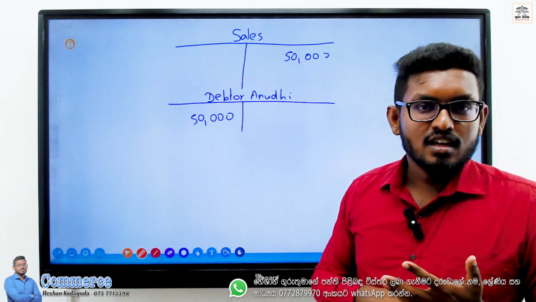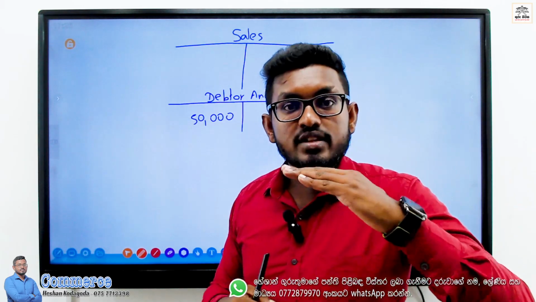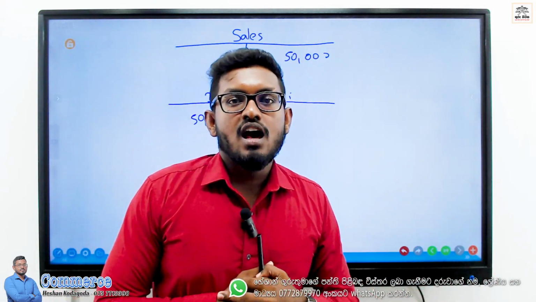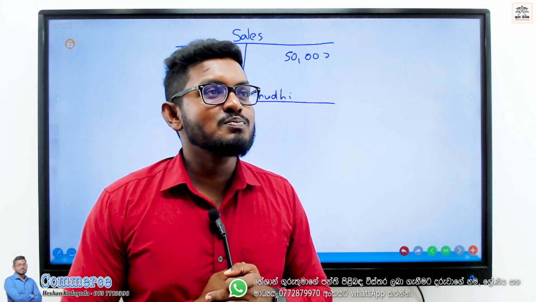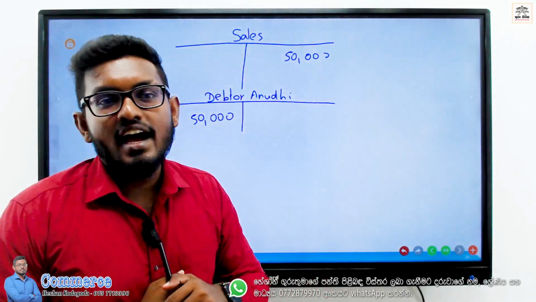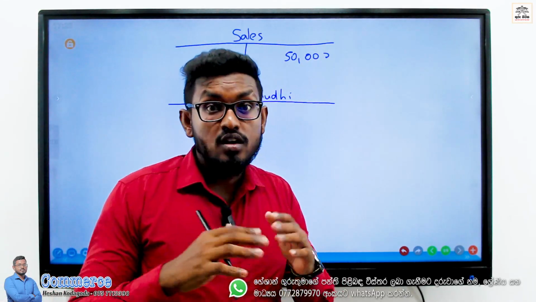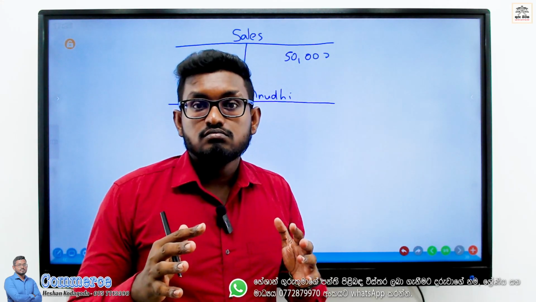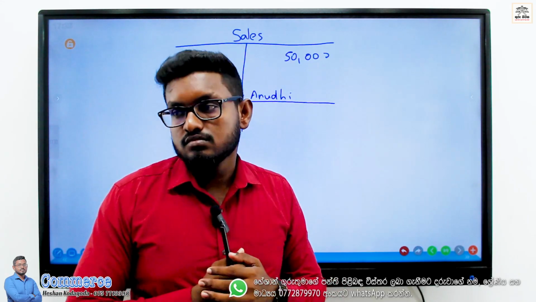We need to write off Anudhi as a bad debt. We write off Anudhi as a bad debt. It is not a transaction. It is an adjustment. Understand?